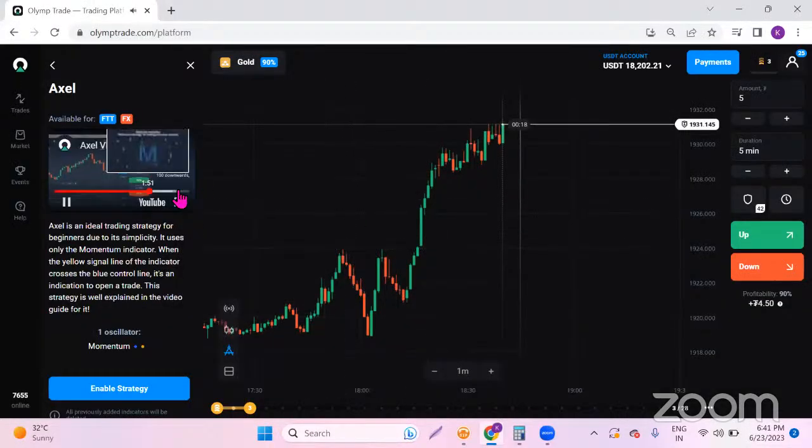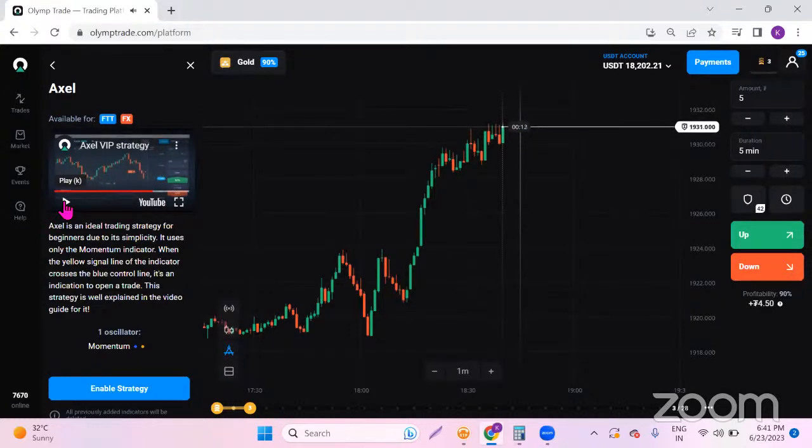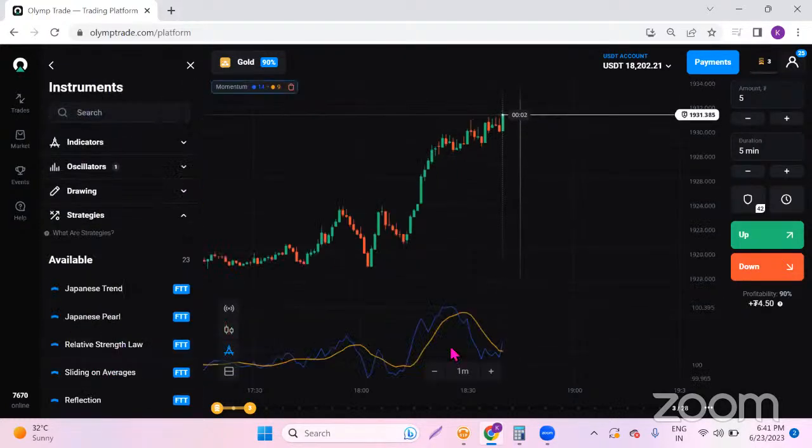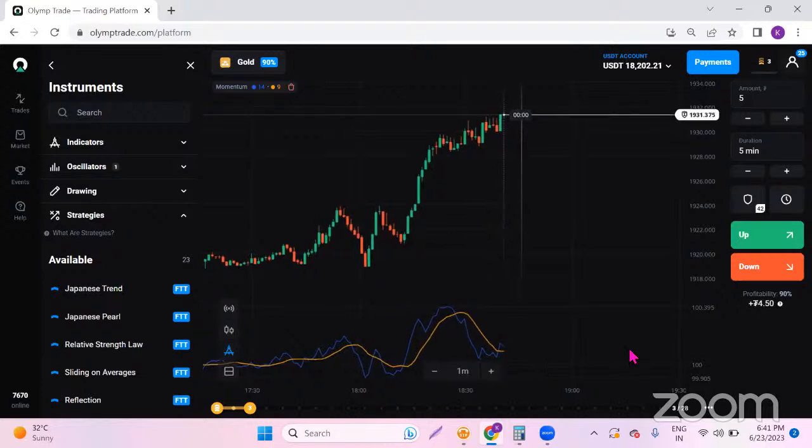100 downwards. Okay, so this video is taking some time as it's a 2 to 3 minutes video. So basically what the video informed us is that when the yellow line is crossing the blue line, that is an indication to open the trade. Okay, so we enable the Excel over here and we will try to understand.